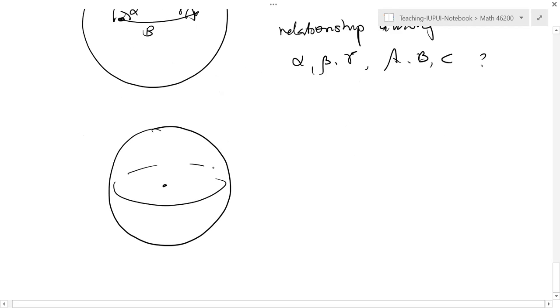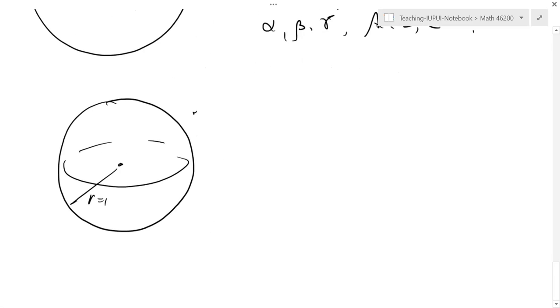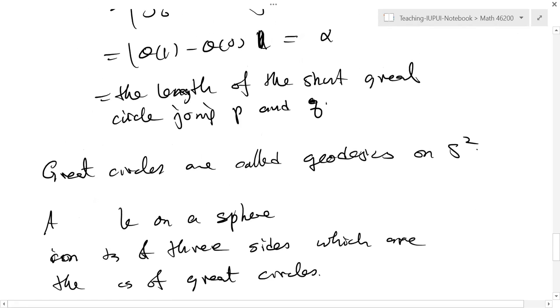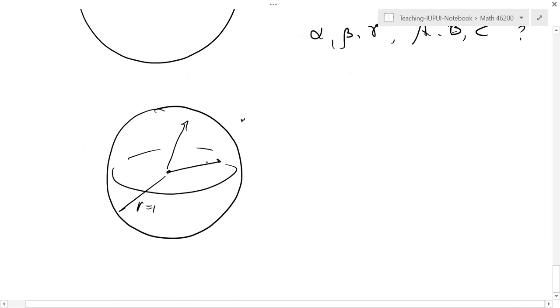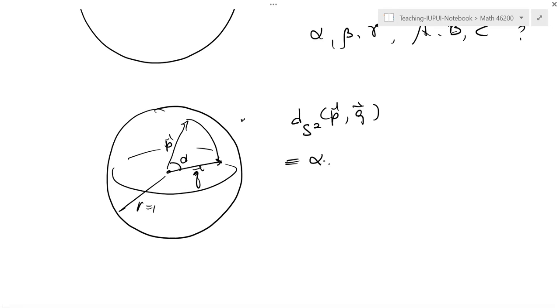So this is a sphere, and for this sphere the radius is always equal to one. So I have two points, and I want to calculate the distance. This is vector P, vector Q. So there's the angle here, alpha. So the distance on the sphere S2 between P and Q is just equal to alpha, the angle, because this is a unit sphere.